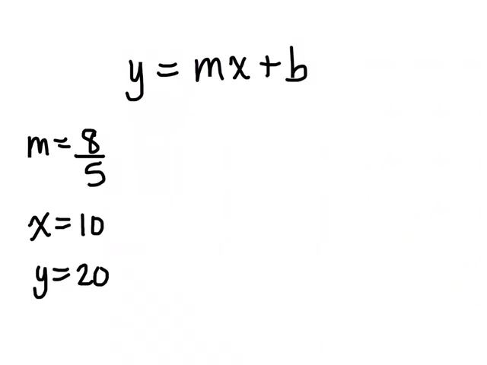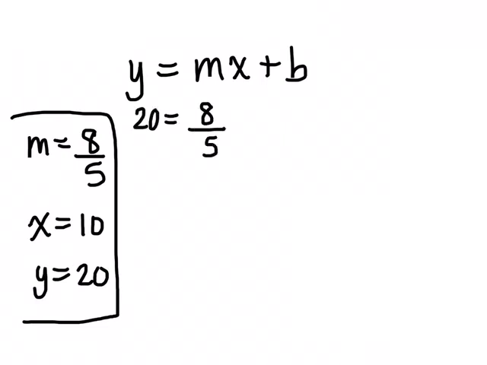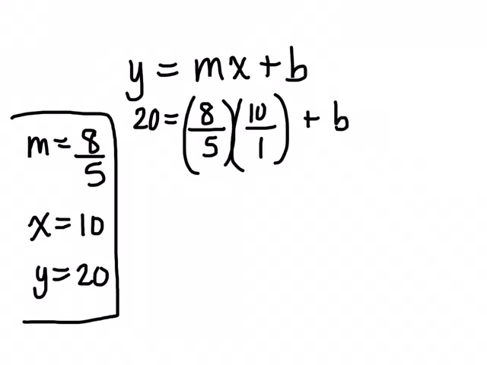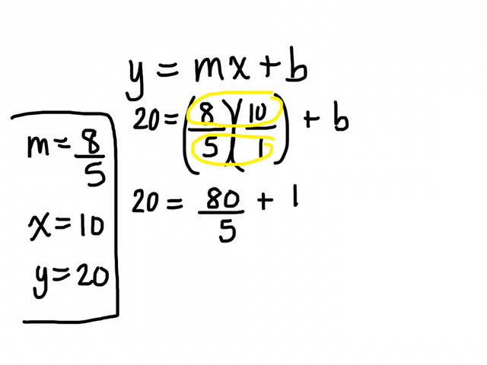Okay, so I'm going to use the information. I have my slope, I have my coordinate. I'm going to plug in y, so 20 equals, m is 8 over 5, and x is 10. Because my slope's a fraction, I'm going to write my x value as a fraction, so that would be 10 over 1, right? And then I have plus b. So don't forget, when you're multiplying fractions, we multiply the numerator times the numerator, and then we multiply the denominator by the other denominator. Okay, so I have 20 equals, 8 times 10 is 80, and 5 times 1 is 5, plus b. Okay, so now I need to isolate for b, so what do I have to do next?